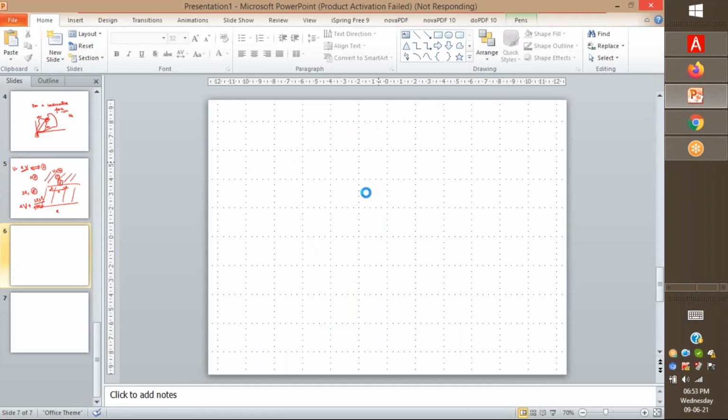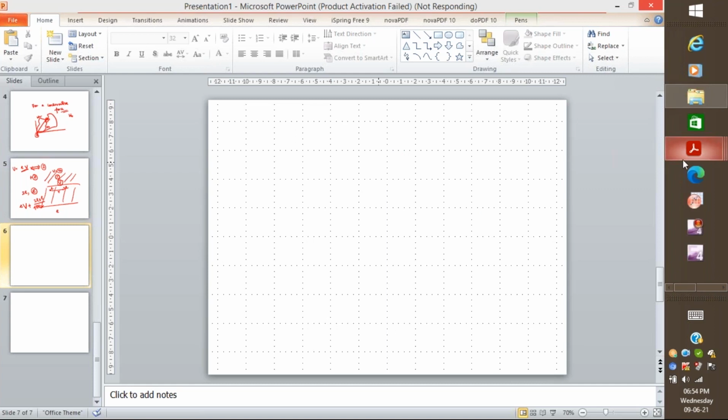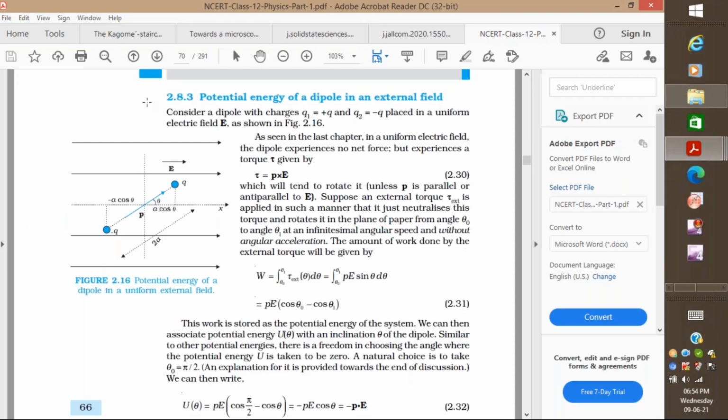See, look here. I have a uniform field over here. I hope you are able to see my screen. Whenever I talk about a uniform electric field, I can represent it by equidistant parallel lines, which you might be seeing over here.